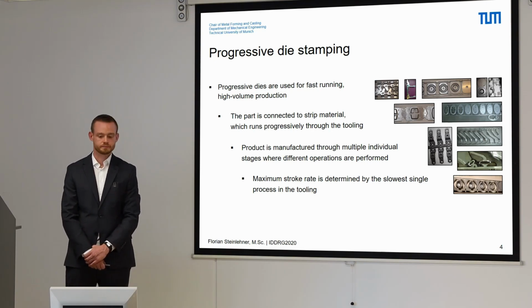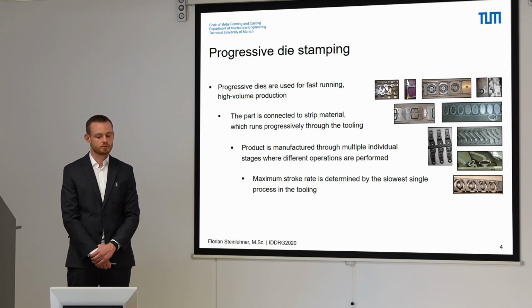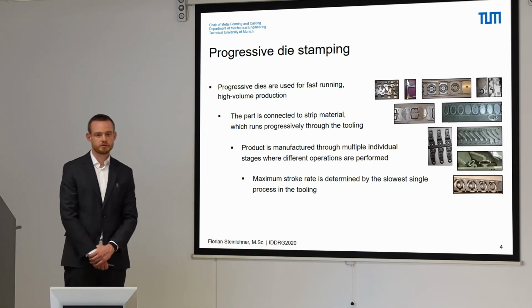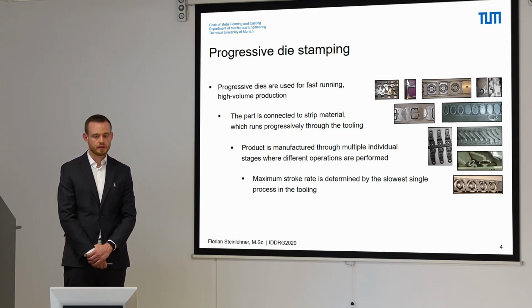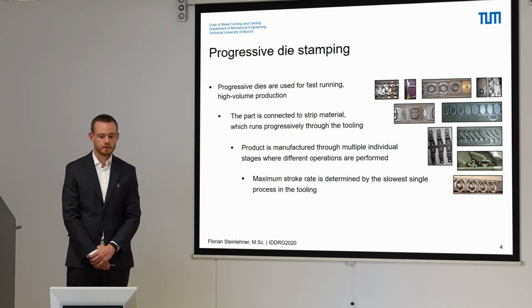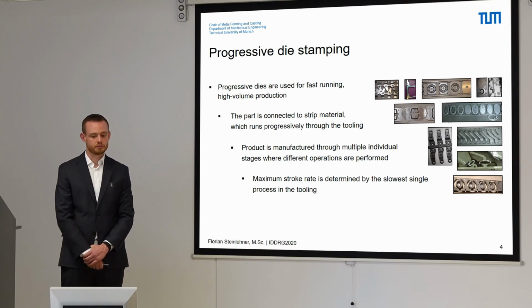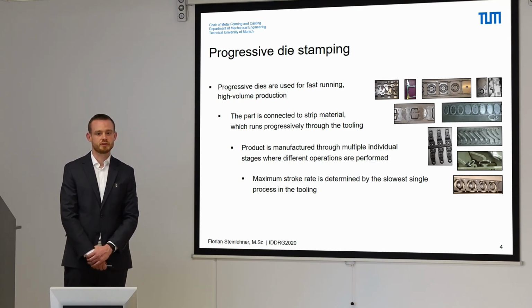The reachable maximum stroke rate of the progressive die stamping process is usually determined by the slowest single operation in the process. This slowest operation is often a forming process which requires a slow forming speed, like embossing or coining. But there are also processes where the maximum stroke rate is limited by the occurring strip vibrations along or across the strip's progressive direction.